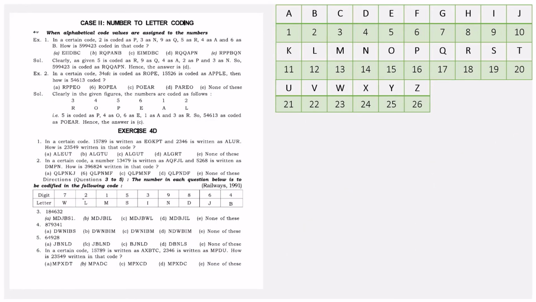So actually, I have told you that I'll be coming up with more questions on number coding, right? In here, I've just given you a second case in number coding that might not be that hard. If you take a close look, 2 is coded as P, 3 as N, 9 as Q, 5 as R, 4 as A, and 6 as B.